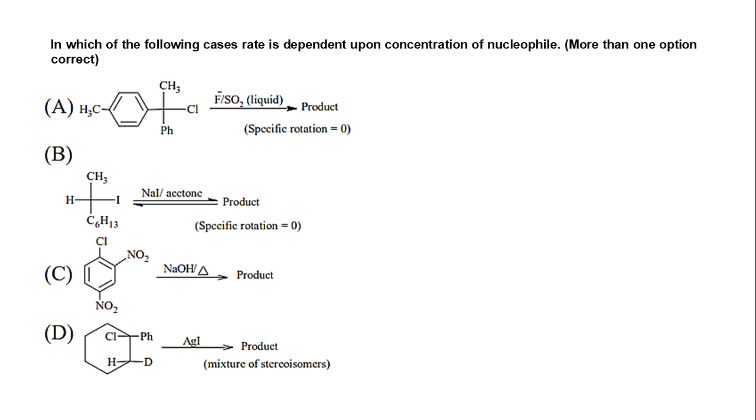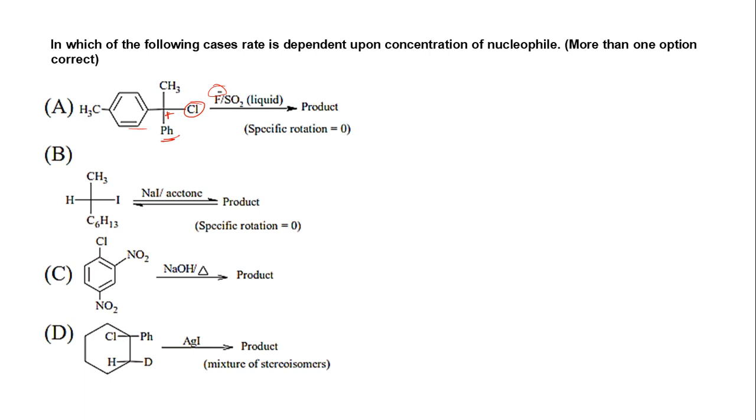In which of the following cases is the rate dependent upon the concentration of the nucleophile? And remember, here more than one option may be correct or may not be correct, but the possibility is there. So in the first case, that is reaction A, if you consider an SN1 reaction, then a positive charge will be generated at this position after removal of chlorine, and this positive charge is very stable. First of all, it is 3 degree and its position is such that resonance stabilization is possible from both phenyl rings.